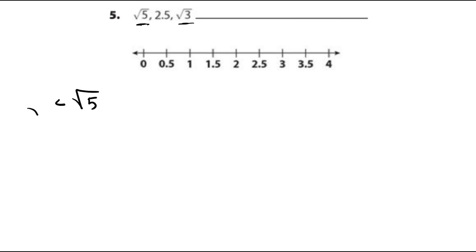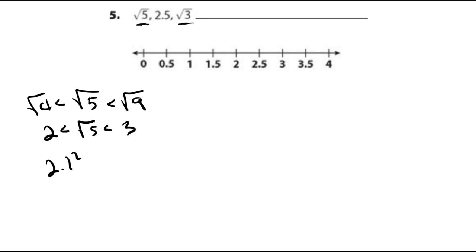Okay, it's between the square root of 4 and the square root of 9, so it's between 2 and 3. 5 is much closer to 4, so we're going to start with numbers that are really close to 2. So we'll square 2.1. 2.1 times 2.1 is 4.41. So we got to go larger. We got to do 2.2 squared, which is 4.84. We're still not there.